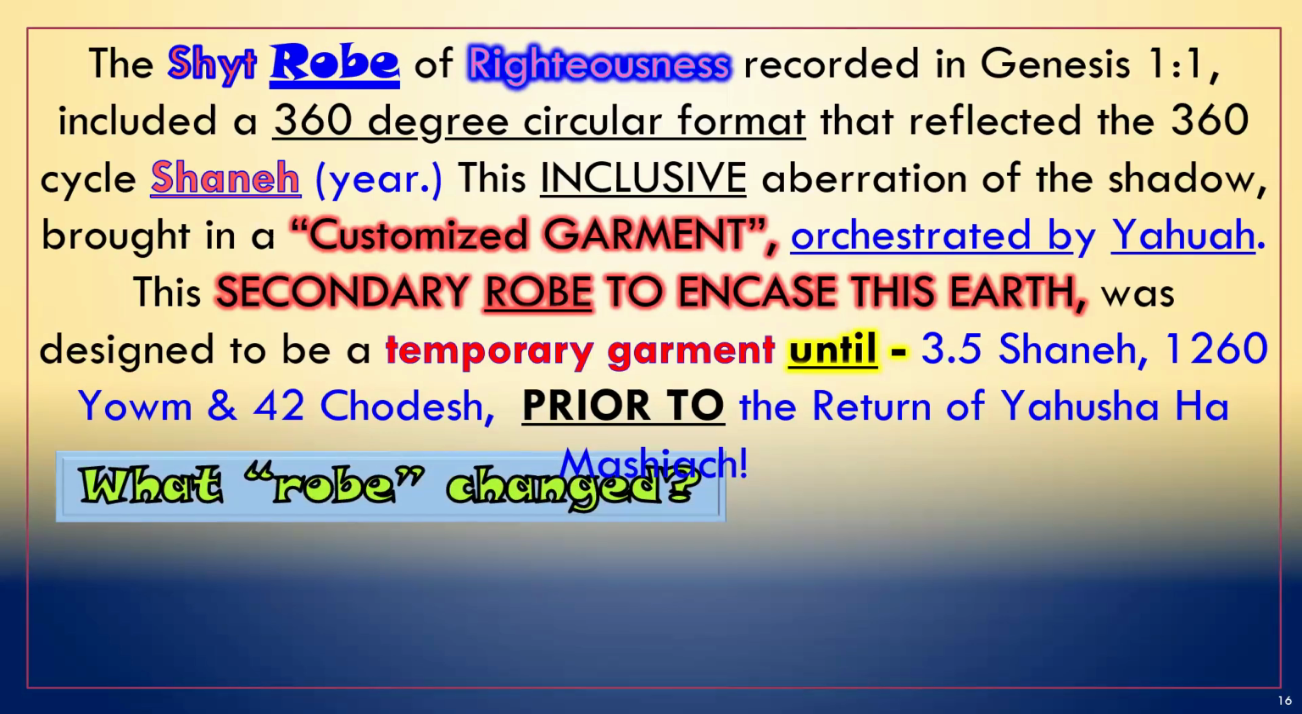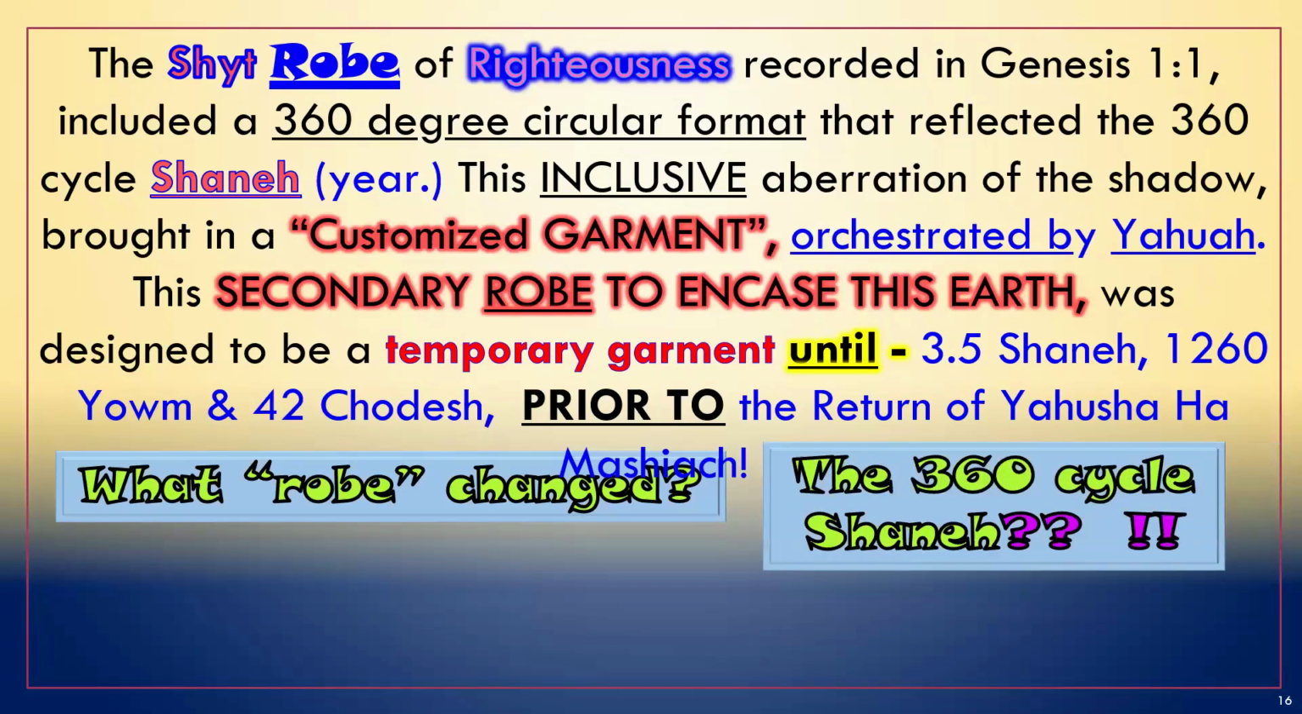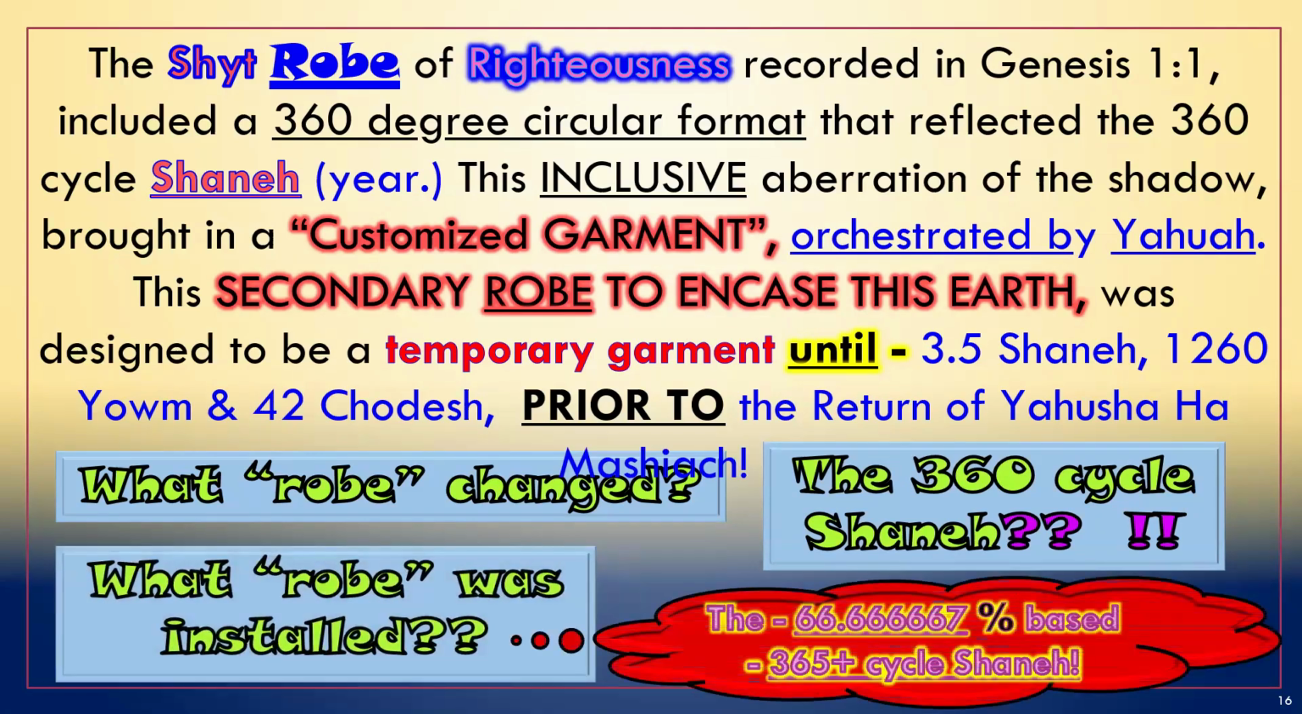So what robe changed? Was it the 360 cycle Shane that changed? What robe was installed? What about the 66.666667% based 365 plus cycle Shane? Is that the second robe that was installed upon this earth? What do I mean by robe? Well, this system envelops this whole earth, this 365-day or 365 cycle year. Is that the robe we're referencing here?